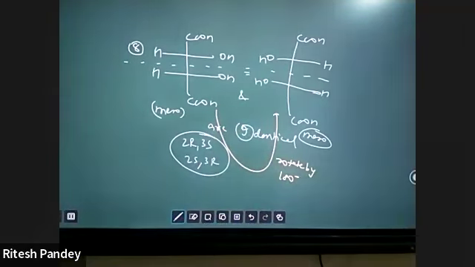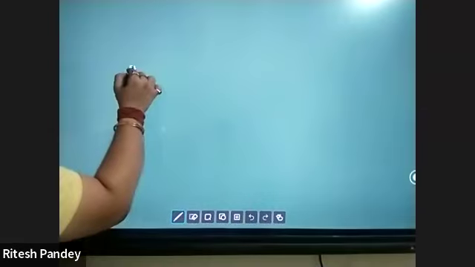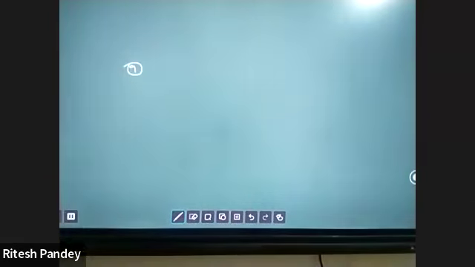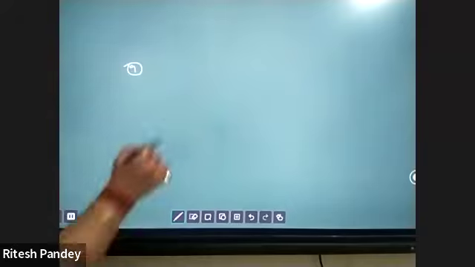Question 9. Yes, we can move on. Question 9. 9 looks interesting because there are 3 carbons here. In all three, OH, OH, OH, hydrogen, hydrogen, hydrogen are like this.